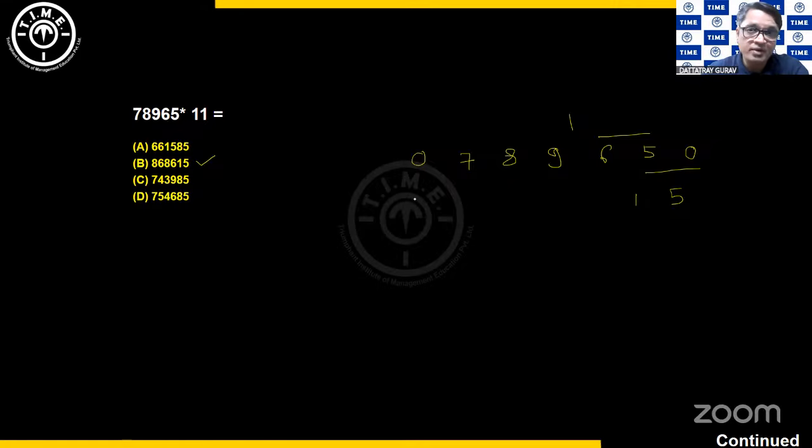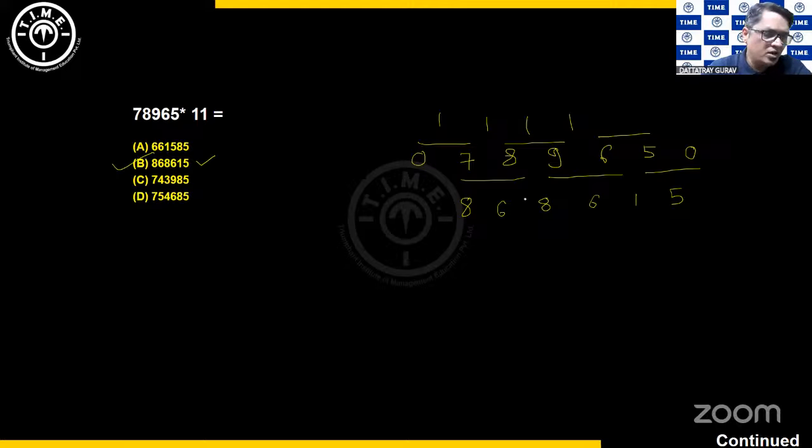There's no need to solve the remaining part, but we'll just cross-check what the answer will be. If I add the next numbers, 9 plus 1 plus 6, that will be 16. So 6 as it is, 1 carry forward. Add the remaining numbers: 8 plus 1 plus 9 is 18, 1 carry forward. 7 plus 1 plus 8 is 16, 1 carry forward. 0 plus 1 plus 7 is 8. So the answer is 868615. So option B is the answer.